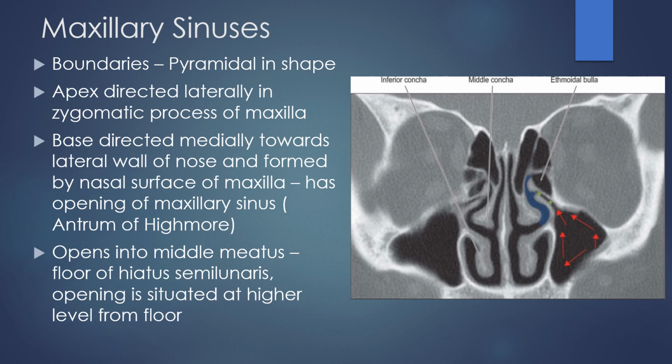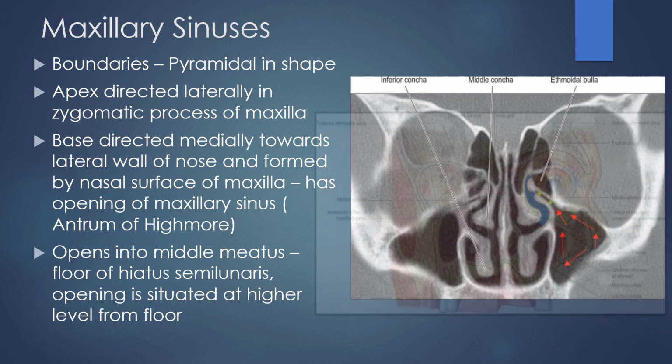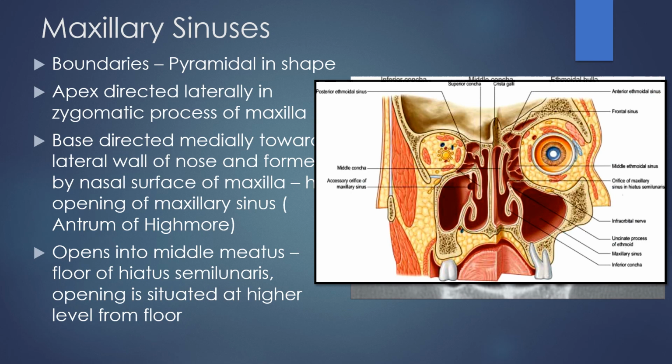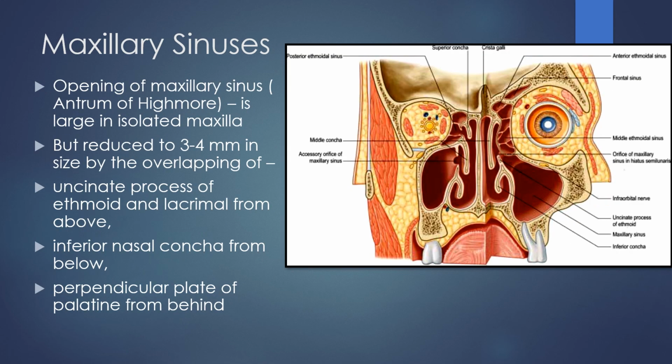So the arrows indicate the drainage of the maxillary sinus. It is clear that if some secretion accumulates within the sinus, natural drainage is not possible unless the sinus is totally filled, because its opening is at a higher level than its floor. So this is the maxillary sinus and its opening.